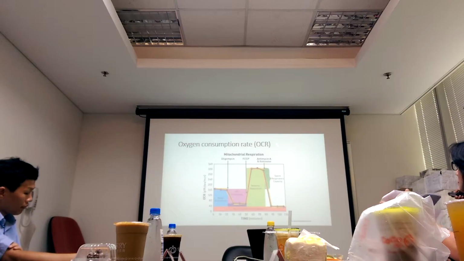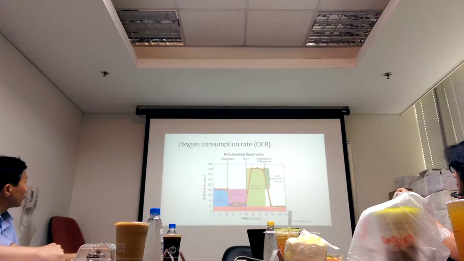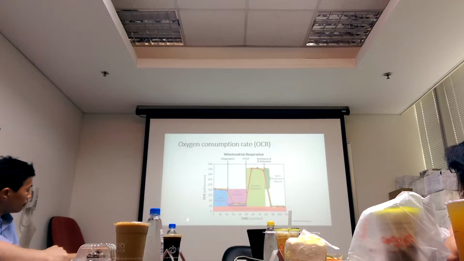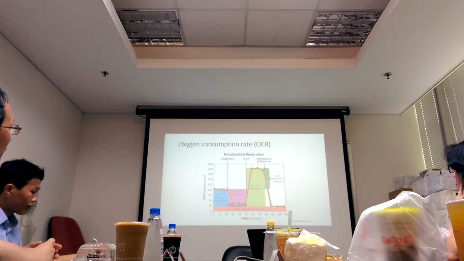This one is OCR, oxygen consumption rate. The X axis is the time, and the Y axis is OCR. You can see here they have 3 inhibitors to block the oxygen consumption rate. Oligomycin is the complex 5 inhibitor. FCCP is the ETC uncoupler, and rotenone and antimycin are complex 1 inhibitors.